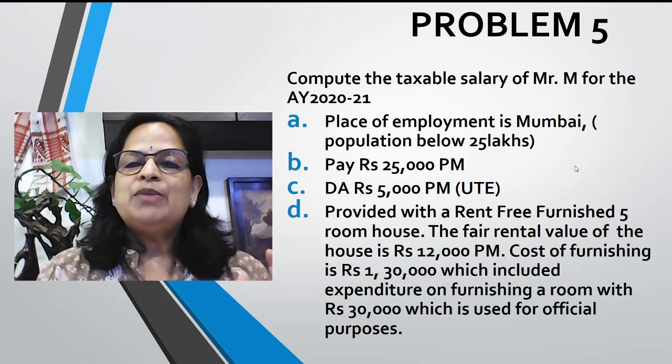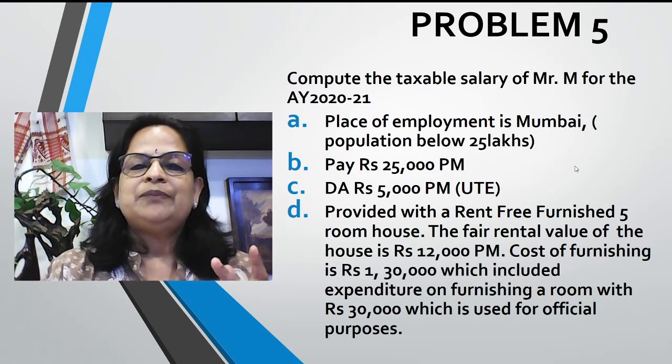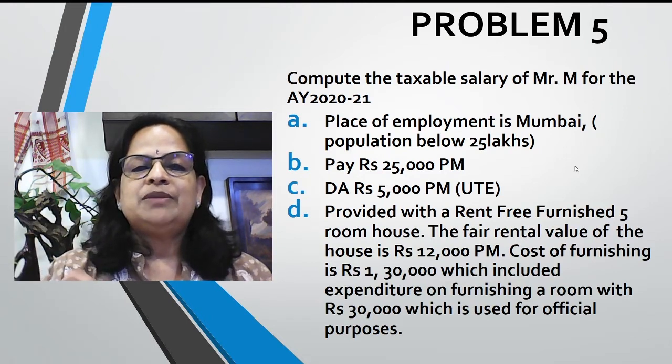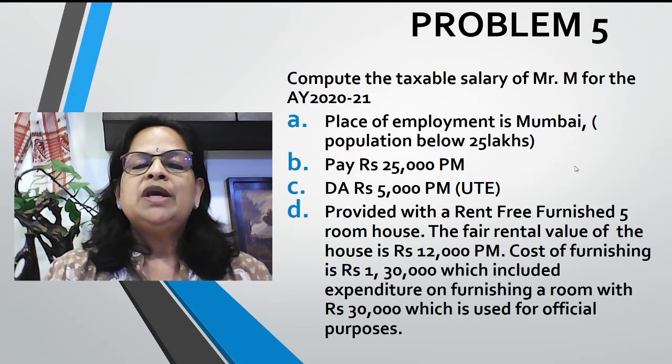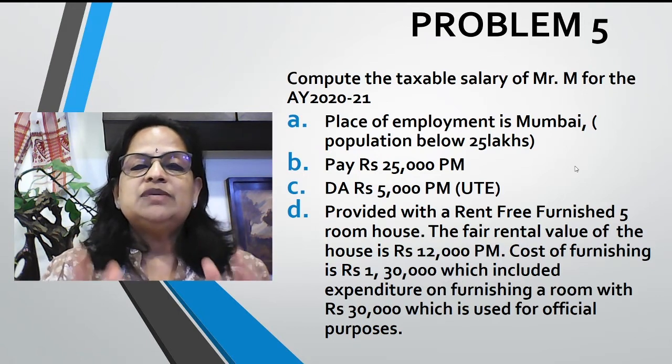Place of employment is Mumbai. So you have to remember, either RFA computation or HRA computation is there. Then population is below 25 lakhs. So again you are getting a hint, it may be RFA computation, because if it's HRA computation, there is no need to give the population value. Now pay is 25,000 per month. Dearness allowance is 5,000 per month. It's under the terms of employment.